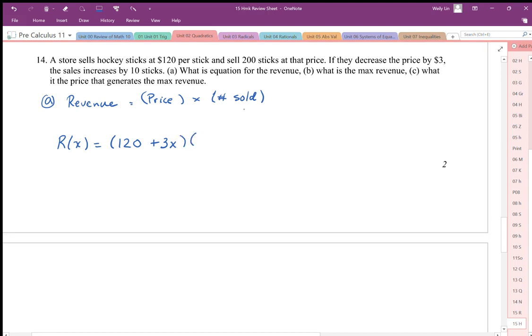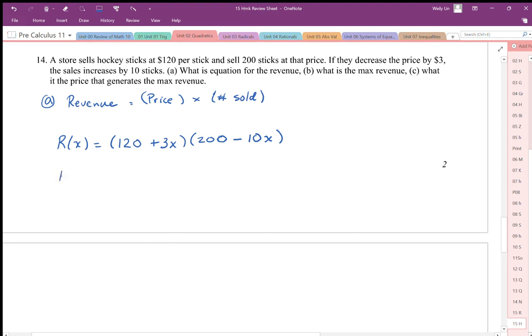Well, if that's the case, the number sold is going to change. So we're going to start with 200 sold, and as we increase the price by $3, we're going to decrease the number of sticks by 10. And so we're going to do that with groups of x. So for every one x, we're going to go up by $3 and down by 10 sticks. So as we change x, we're going to get different amounts of revenue. And this is in fact a quadratic equation. So to find the max revenue, we really just want the vertex.